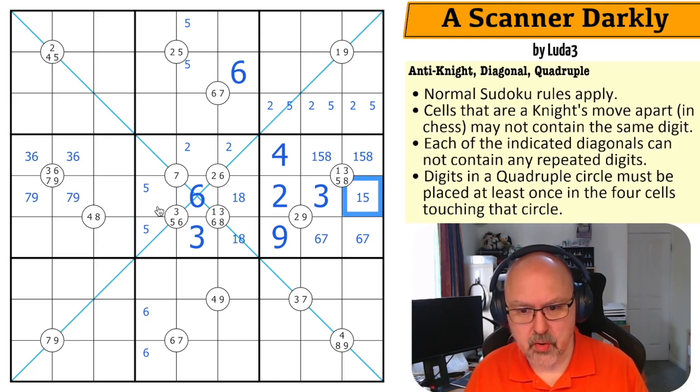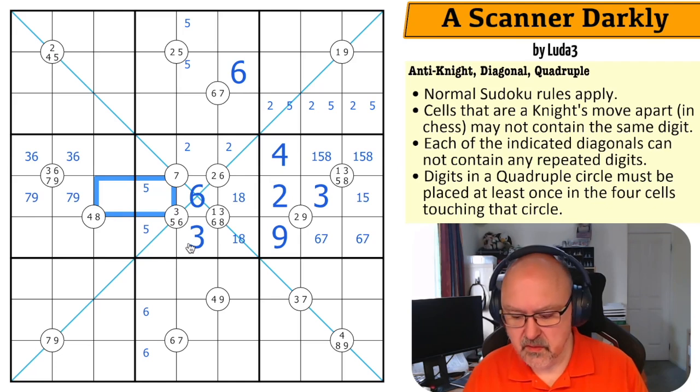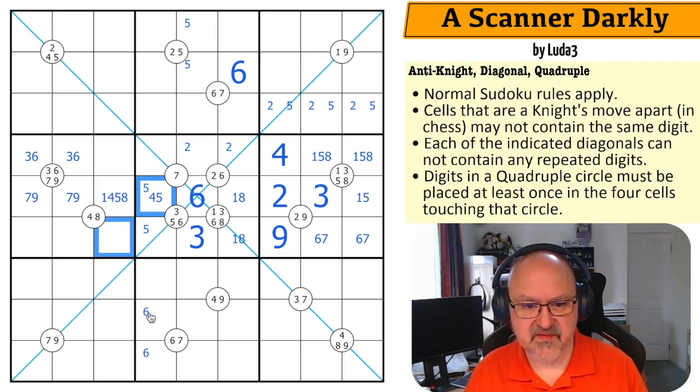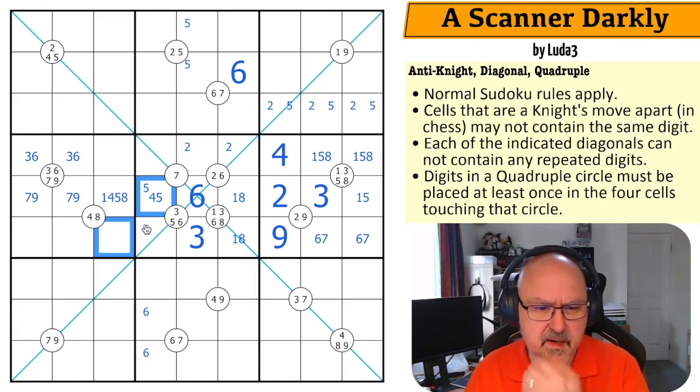So these are 1, 4, 5, and 8. Well, there's no 1 or 8 there, so this is 4 or 5. If that's 4, that's 4. Which seems okay. Yeah, I'm not sure.